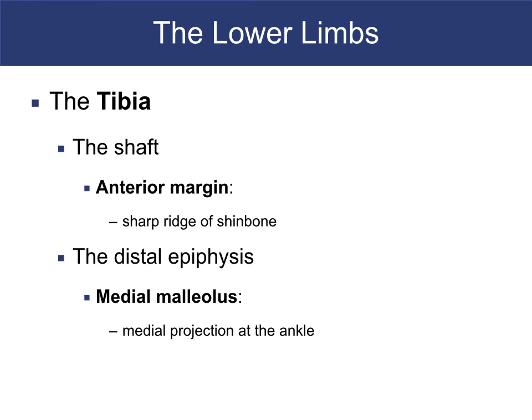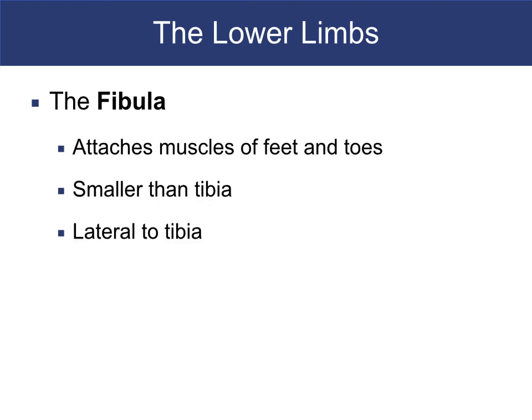The shaft of the tibia has got this anterior margin, which is the sharp ridge that you feel at your shin. The distal epiphyses, the tibia forms the medial malleolus. The medial malleolus is this part right here. Right here. The bulge on the medial part of your ankle is made up of the tibia, and it's the medial projection at the ankle.